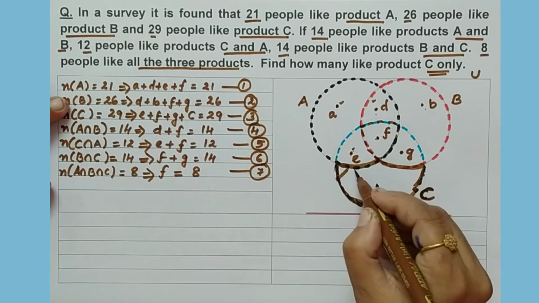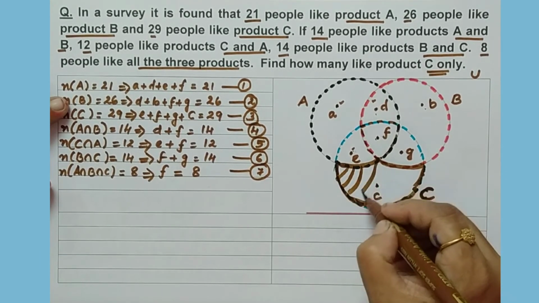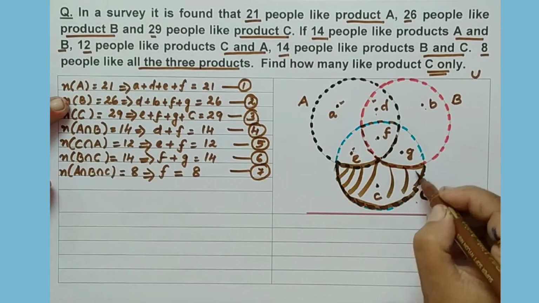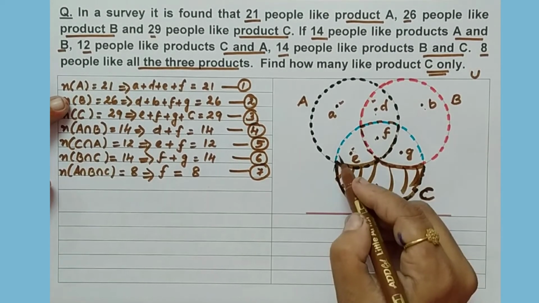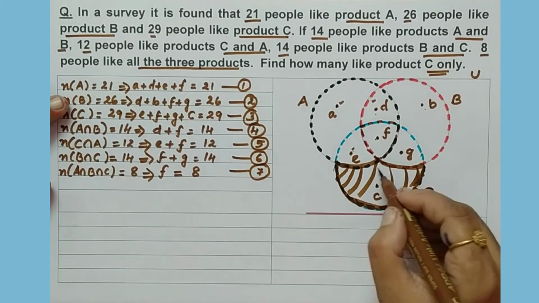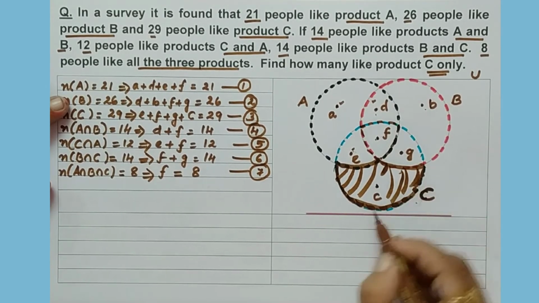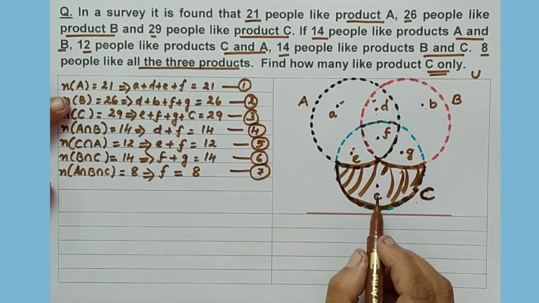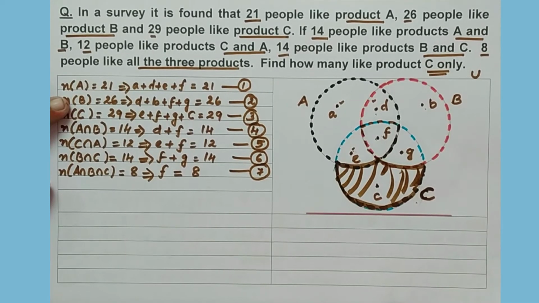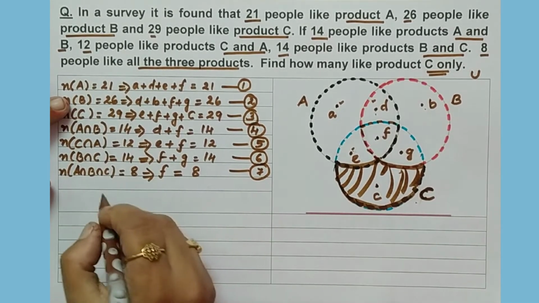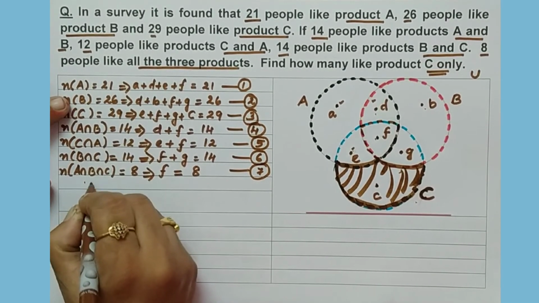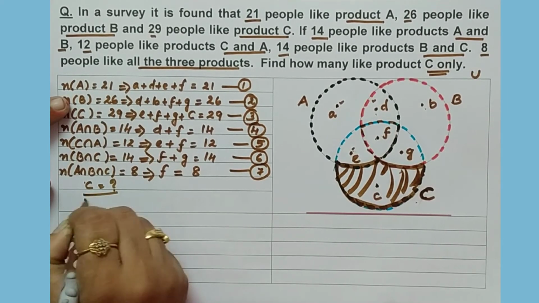I am going to shade that area. This is the area for product C only. These are the areas for product A and C, and B and C. So product C only comes in this area. Which is the element enclosed in the area C? Actually you want to find the element small letter C. You need to find the value of C.